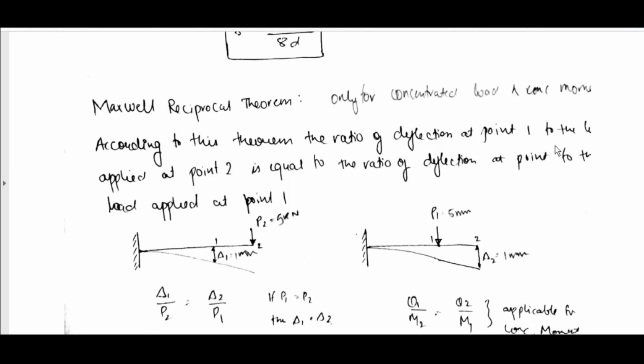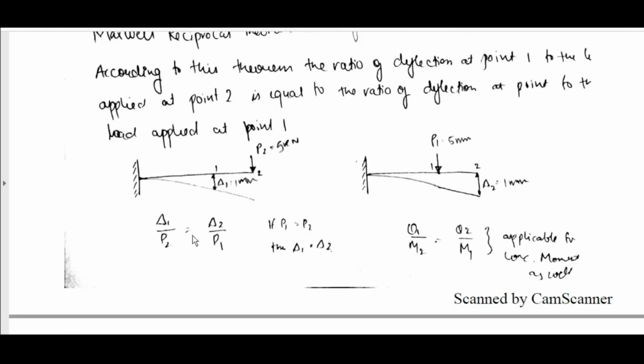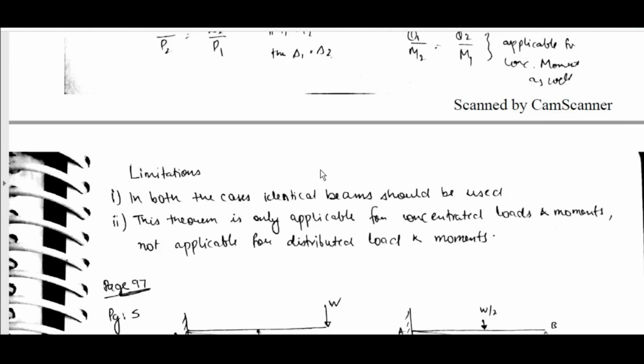Maxwell reciprocal theorem is only for concentrated load and concentrated moments. According to this theorem, ratio of deflection at point 1 to the load applied at point 2 is equal to ratio of deflection at point 2 to the load applied at point 1. Delta 1 by P2 is equal to delta 2 by P1. Theta 1 by M2 is equal to theta 2 by M1, applicable for concentrated load. If P1 is equal to P2, then delta 1 is equal to delta 2.